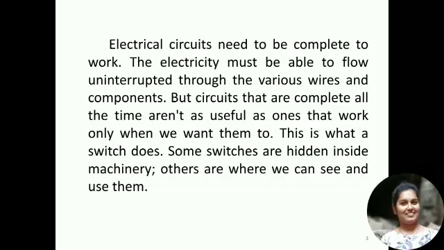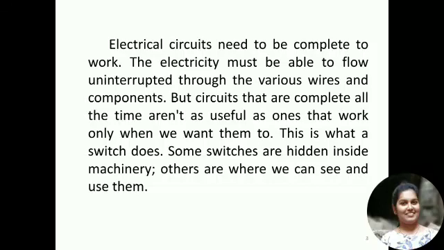For any electrical circuit to work, the electricity must be able to flow uninterruptedly through the various wires and components. This is what we expect from any circuit: electricity should be flowing, and the components connected to it should act according to their purpose. That is the main concern when we connect any electrical circuit.